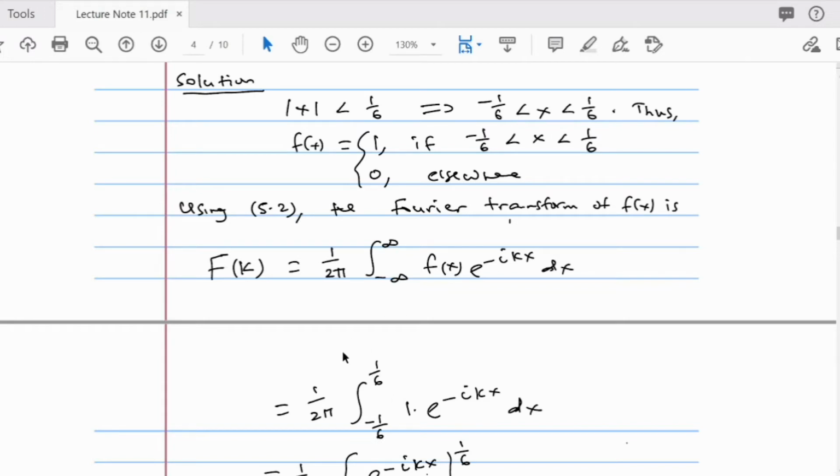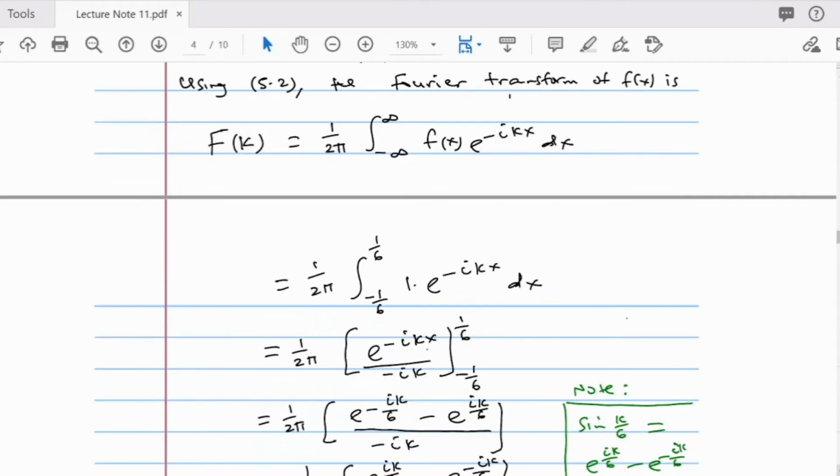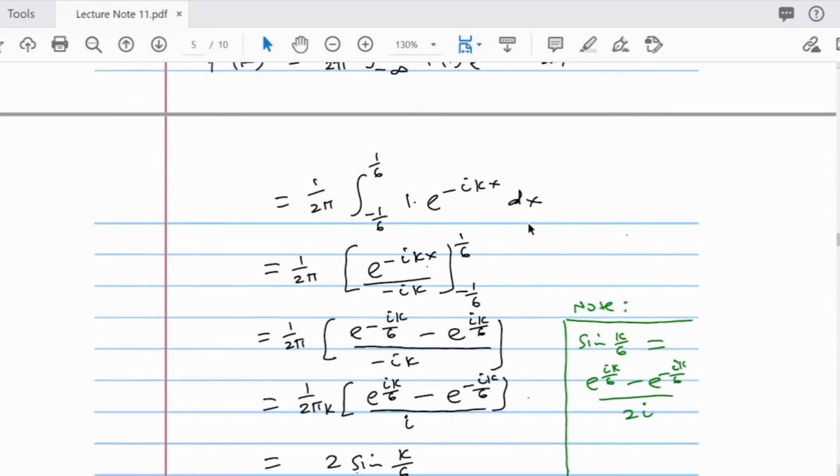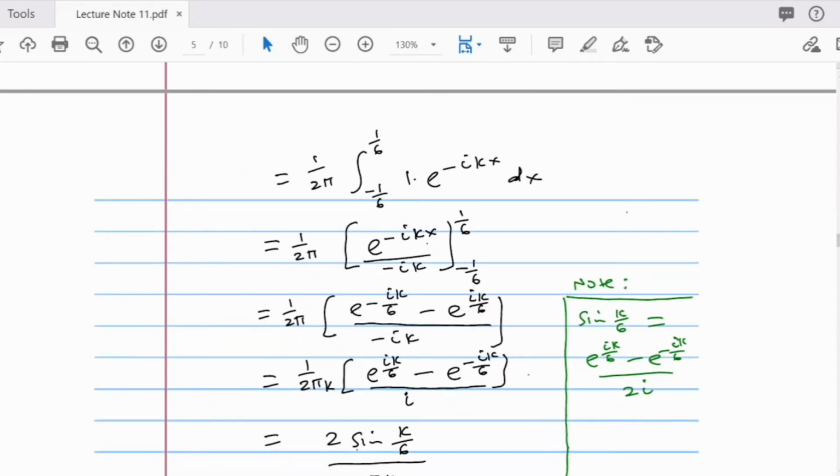And f of x on that interval is 1, so this is f of x on the interval from minus 1 over 6 to 1 over 6. Outside the interval, f of x is 0, so everything is 0. Don't bother integrating there, because if you integrate 0, you get 0. So when you integrate, this is very straightforward, and this is what you're going to get.